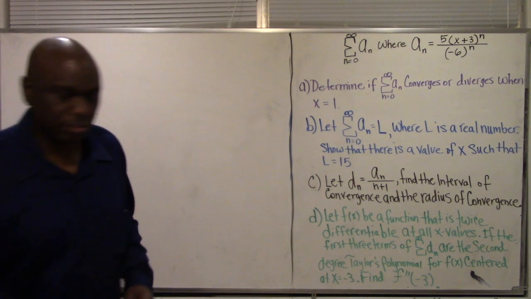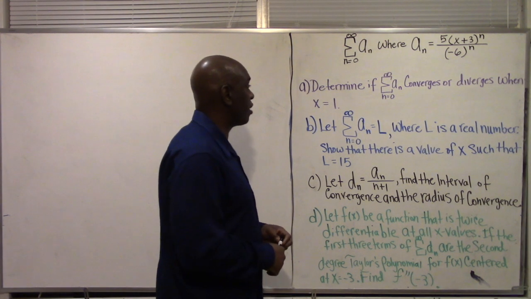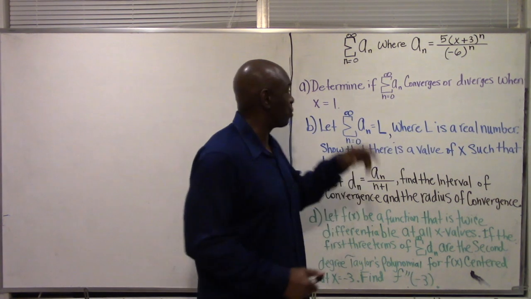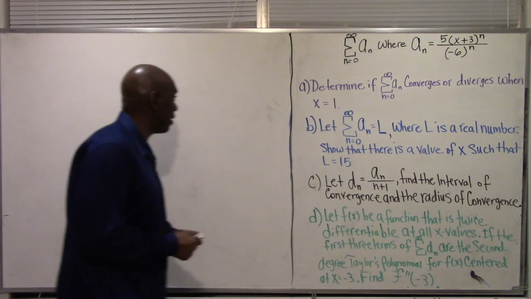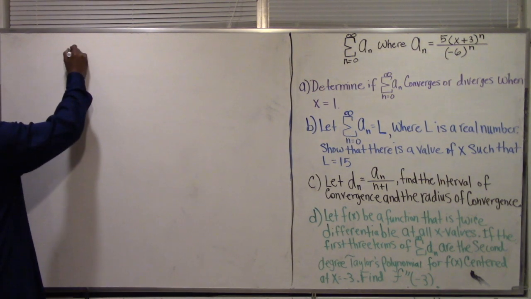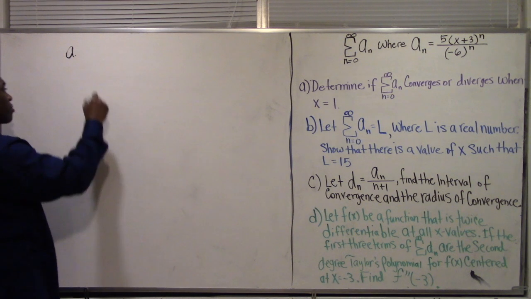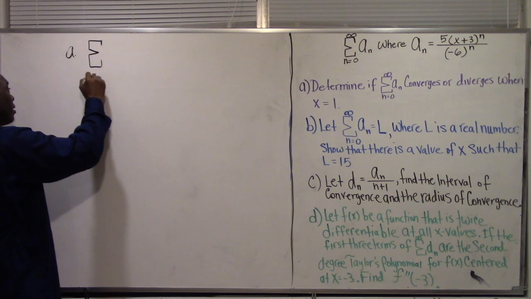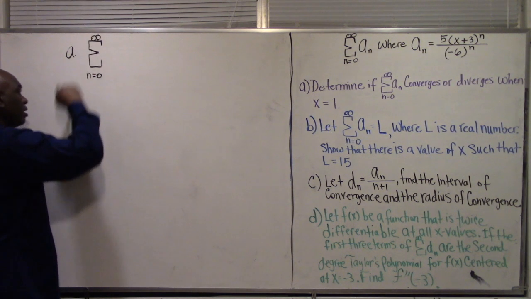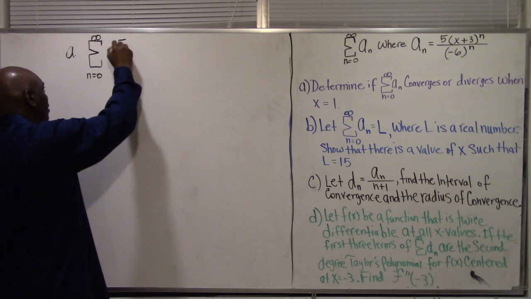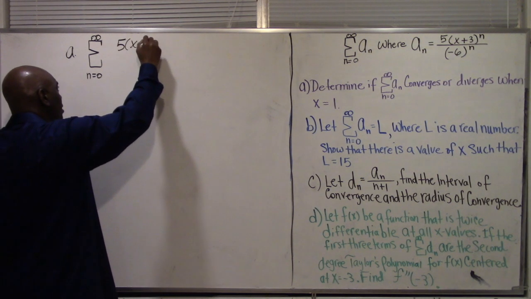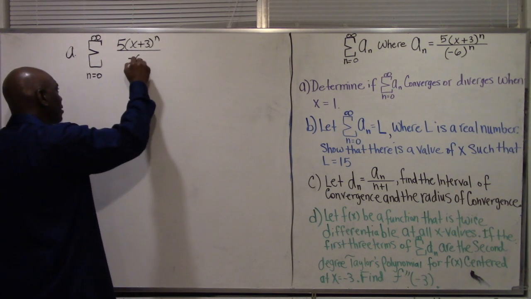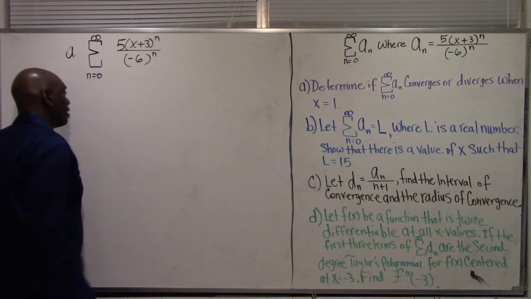All right. Let's go ahead and commence with answering our questions. Determine if the series converges or diverges when x equals 1. All right, here we go. So A, here's our series. The series is the sum from n equals 0 to infinity of 5 times (x+3)^n, all divided by (-6) to the power of n.